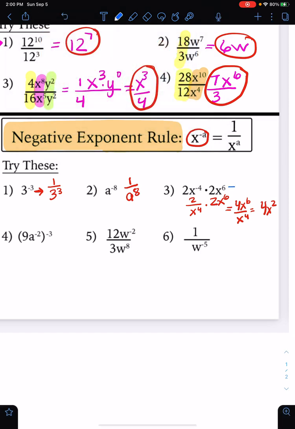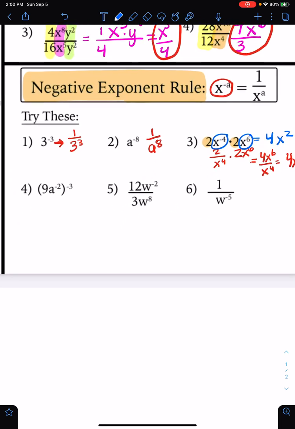An easier way to do that would be, watch this. You could multiply the 2's, the coefficients, to get 4. And then you could add the exponents of the x terms, and you would get x squared. Look how much faster that was, but I got the same answer. And in math, there are lots of ways sometimes to arrive at the correct answer, and you don't necessarily all have to do it the same way. You just have to show your work and get it right.